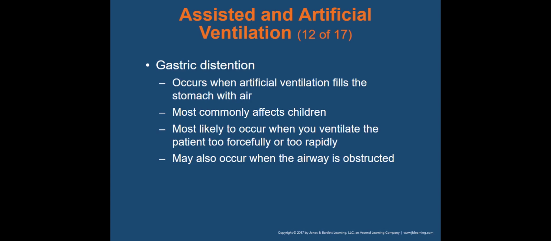When using a BVM or any other ventilation device, do be alert for gastric distension. You'll see the abdominal area start to inflate. Whenever it gets to a certain point, it will force the contents of the gastric stomach out into the mouth, and then the patient will need to be suctioned and/or log rolled so that the vomitus can leave.